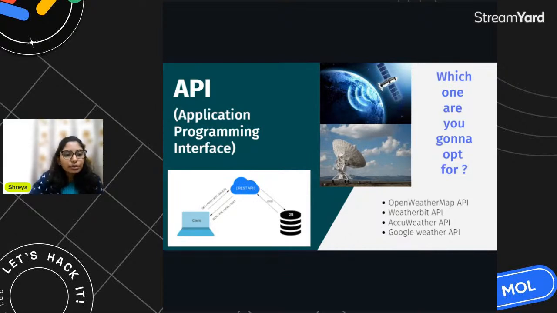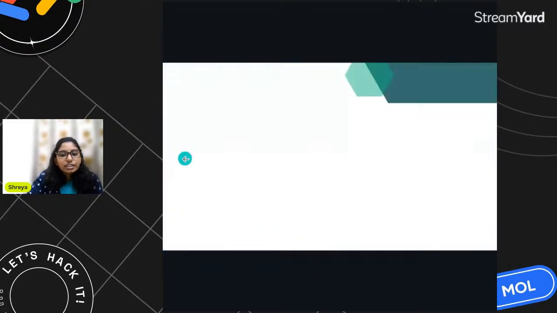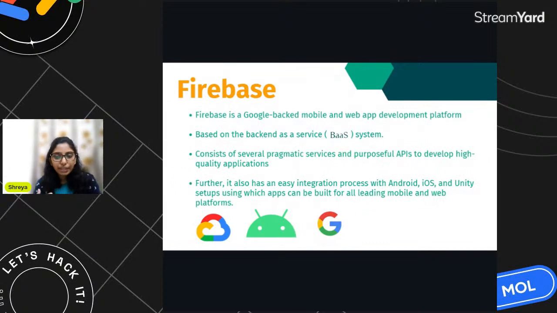So that was a brief idea about API. For each service we need an API. However, Firebase is a platform that provides us the facility for different services. Further, it also has an easy integration process with Android, iOS, and Unity setups, using which apps can be built for all the leading mobile and web platforms.